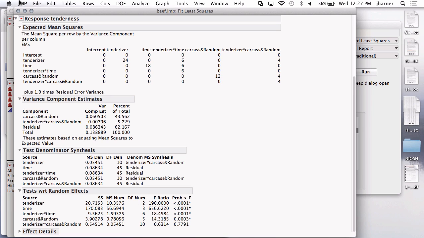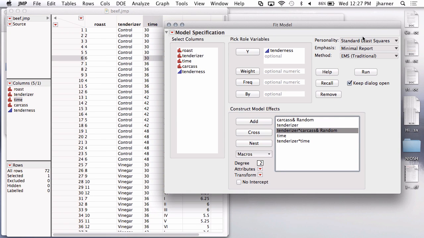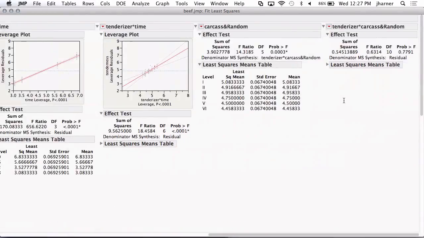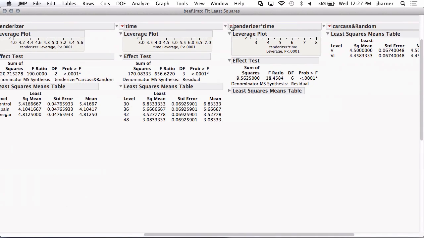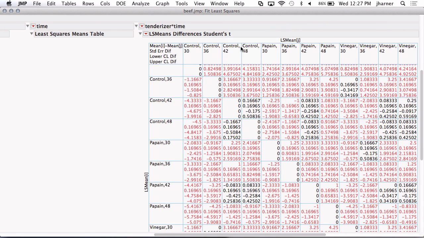Okay, so that's how you would do this in JMP. I did want to show you one more thing: if you wanted to get the interaction plot in JMP, then you have to do the full report. If we do effect leverage and I rerun it, you get this big table. If I go over here to where it says tenderizer by time, I can look at least squares means. But see, that just compares everything to everything, and so that's not really what you want.